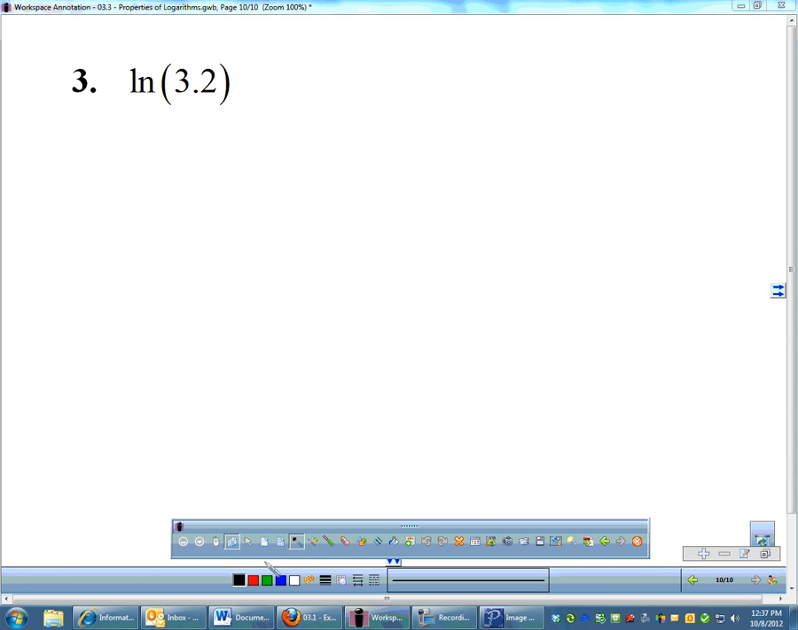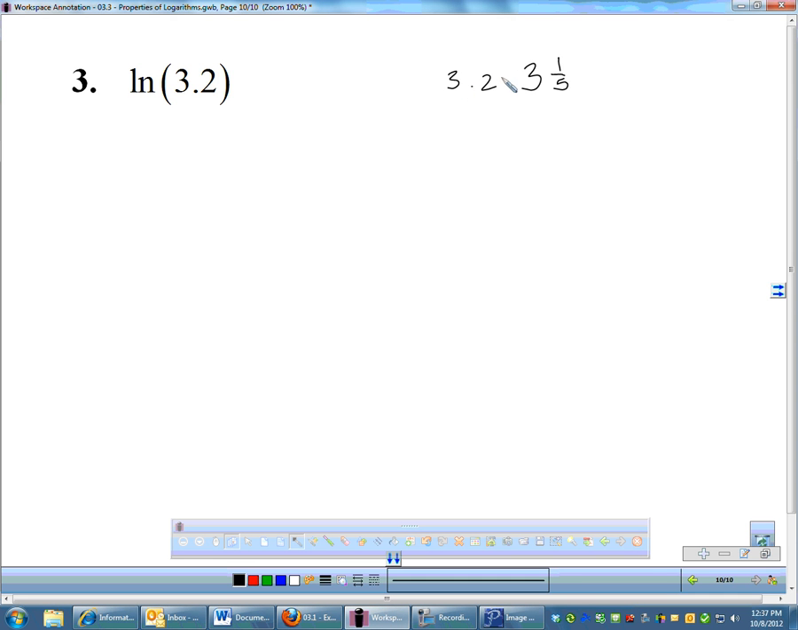ln of 3.2. Well, 3.2 I'm not a fan of. I know 0.2 is 1/5, right? So 3.2, I'm going to change to 3 and 1/5. Good, good? And if you didn't know that 0.2 is 1/5, 0.2 is the same as 2/10, which reduces to 1/5. And 3 and 1/5, 3 times 5 is 15, plus 1 is 16. So that's 16 over 5. So ln is 16 over 5.